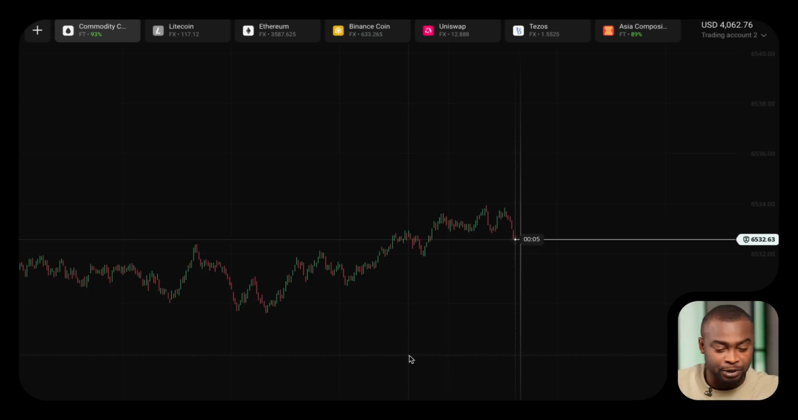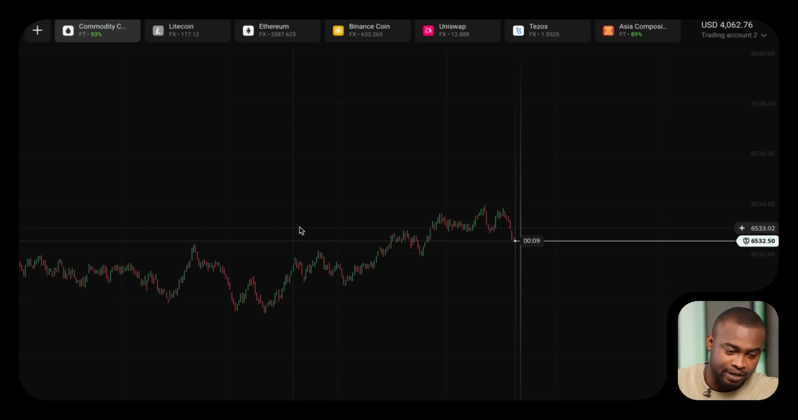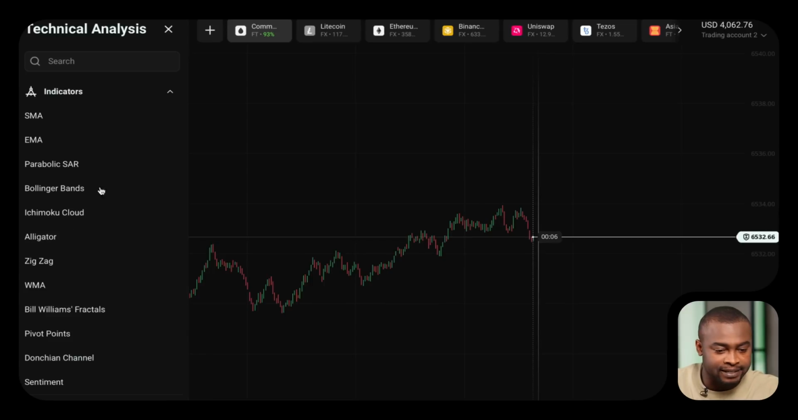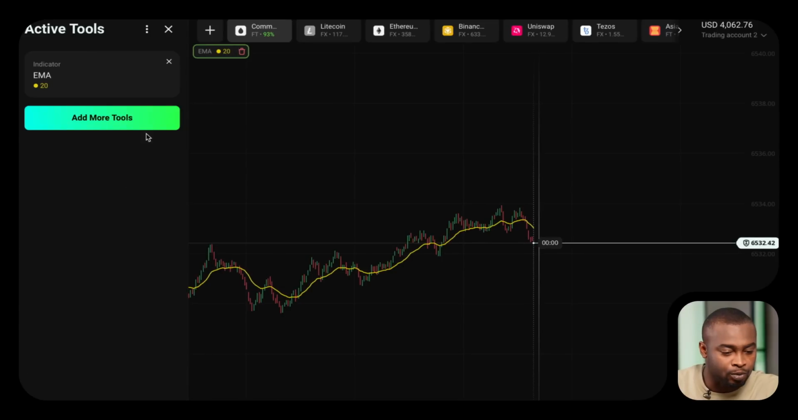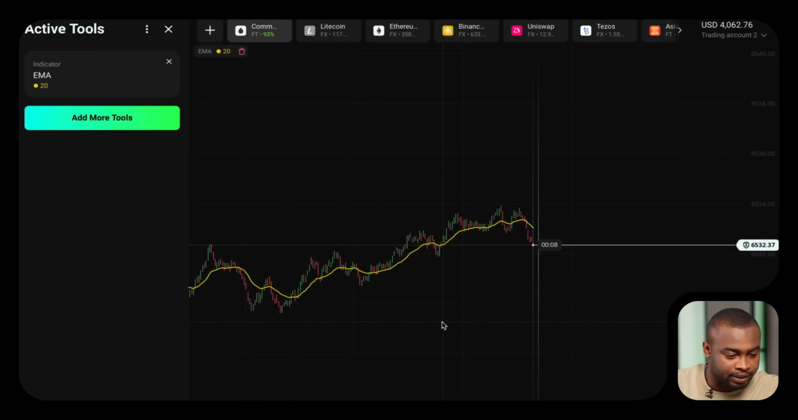Let's get down to some action. Here's how to set the EMA on the Olymptrade platform. First, you click on the technical analysis icon. You scroll down to indicators, which we have here. As you can see, we have the EMA. With one click, it gets added onto your chart, but since we'll be using 2 EMAs to identify the trend direction, we would add one more EMA. That is, we click here, and then we have 2 EMAs.